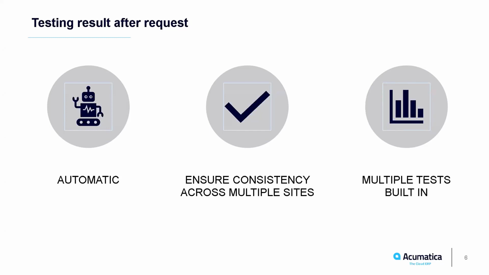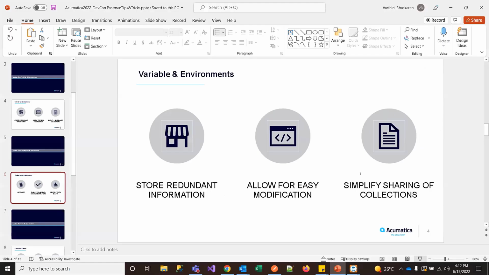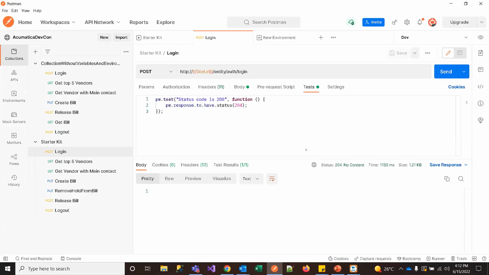So for that, we'll have to ensure that each and every time we try to make a call, it is consistent across multiple sites. For that, testing in Postman is highly helpful. There are multiple built-in tests which we can use, and it is automatically run with each and every API call. For example, let me go back to Postman for this.